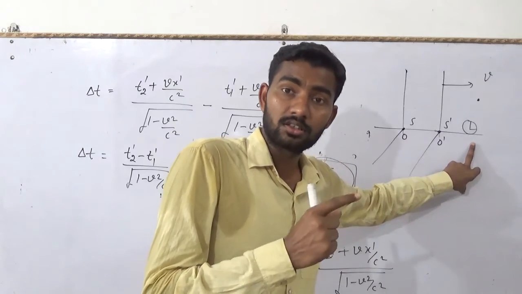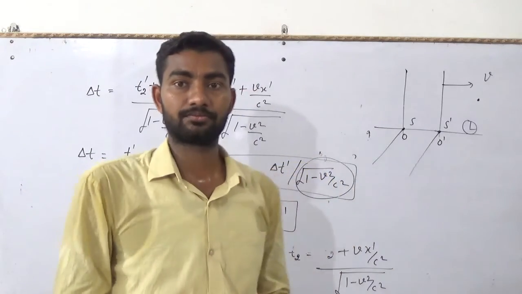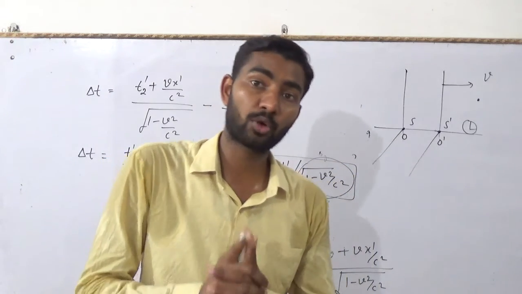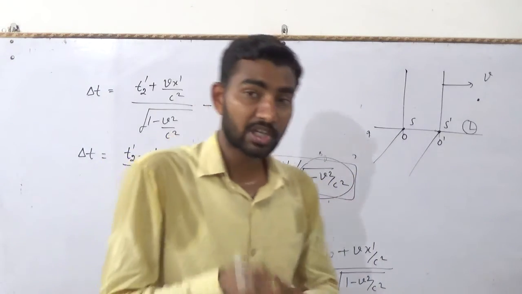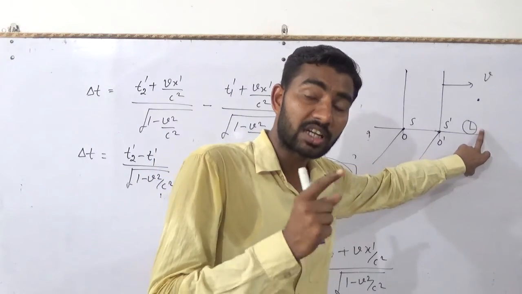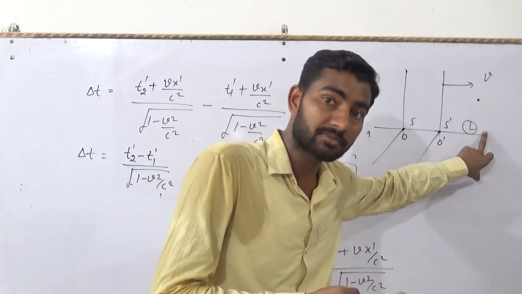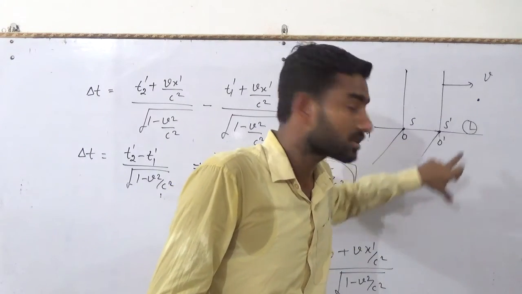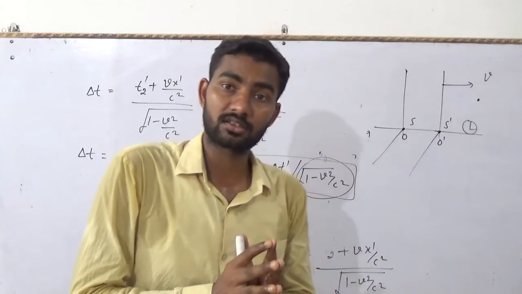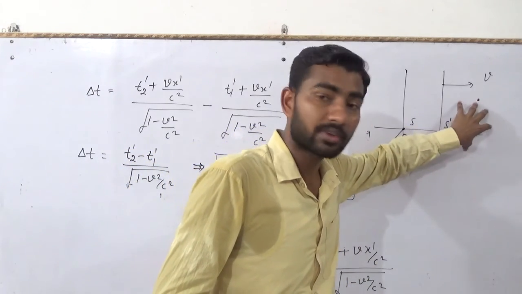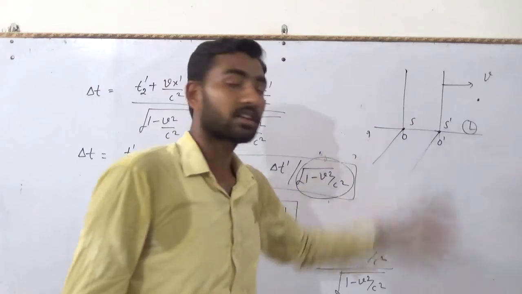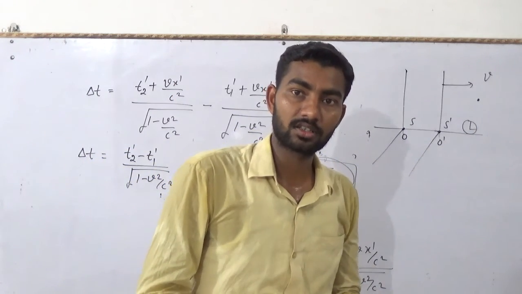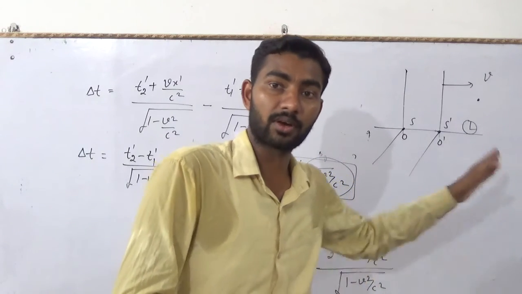This time interval is known as the proper time interval, because, as we have told you, this clock is at rest in this frame of reference relative to its origin O dash. This frame of reference is moving only relative to the frame S. This clock is at rest in this frame of reference.